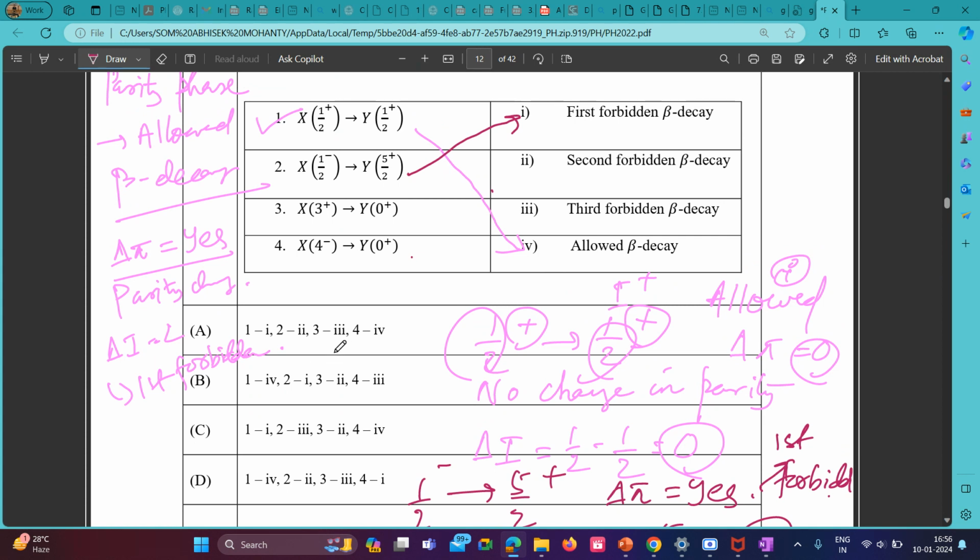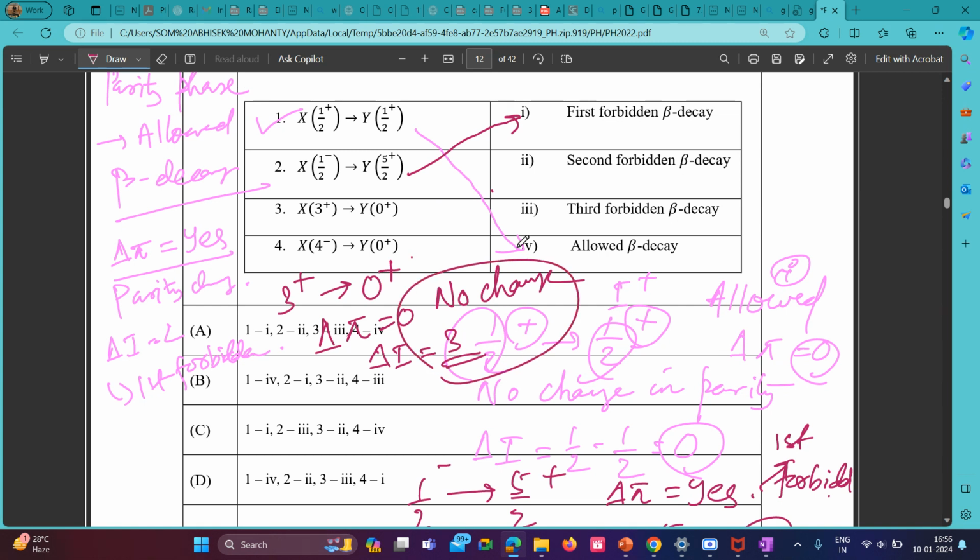Right, now this one, 3 plus to 0 plus, no change in parity, del pi is 0, and del I is how much? Del I is 0 minus 3, that is 3. So del I 3, no change. That means what? This is second forbidden. It's properly arranged, and this one is left, that is third forbidden.